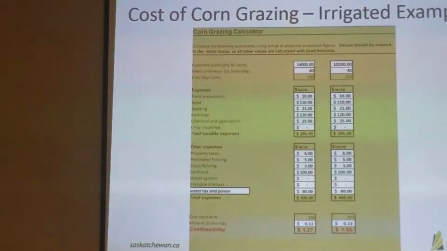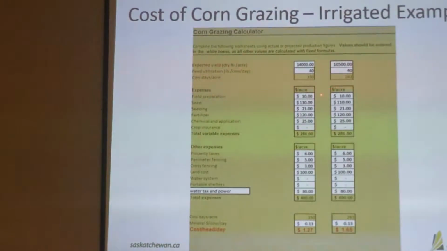Look at our feed utilization, so pounds per cow per day. Got that in at 40, so that would be what the cow's going to eat and also what they would waste. With that calculation, this will tell us that we're going to get about 350 cow days per acre on the higher yielding example versus about 263 on the lower yielding. We looked at our expenses to grow that corn crop.